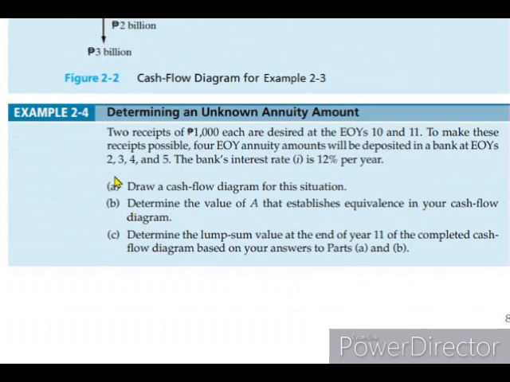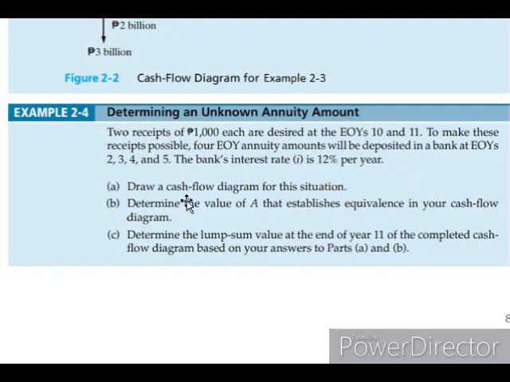Next example. Example 2-1, determining an unknown annuity amount. Two receipts of 1,000 pesos each are desired at the EOYs, or end of the years, 10 and 11. To make these receipts possible, annuity amounts will be deposited in a bank at EOYs 2, 3, 4, and 5. So, magkakaroon ng annuity doon. The bank's interest rate represented by i is 12% per year.